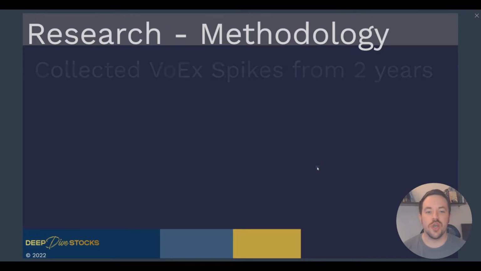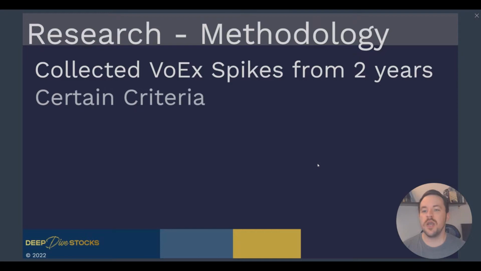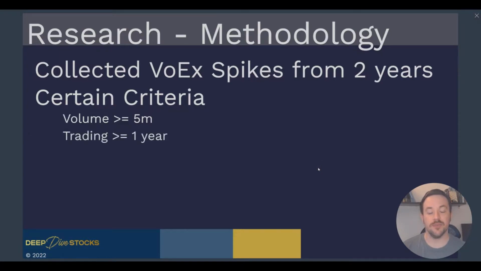So the first thing we did was we went through the market and we looked at all the VoEx spikes that occurred in the past 2 years. We collected them, and the stocks that these VoEx spikes were produced on had to meet certain criteria. The first one was that the average volume had to be greater than or equal to 5 million. So we wanted a stock that had decent liquidity, and the idea that it wasn't a low cap stock or a low volume stock that was drastically moving the price.